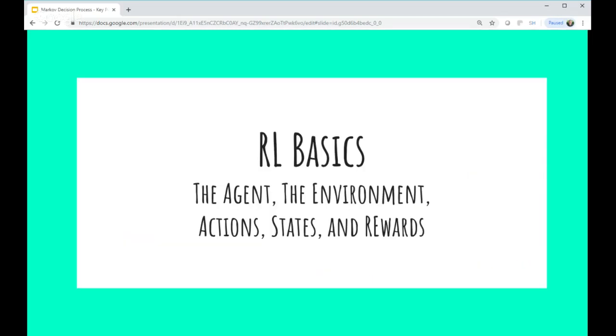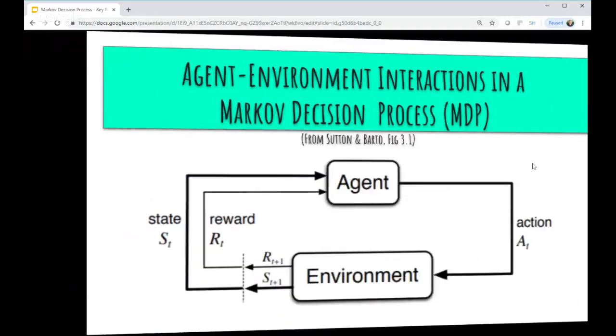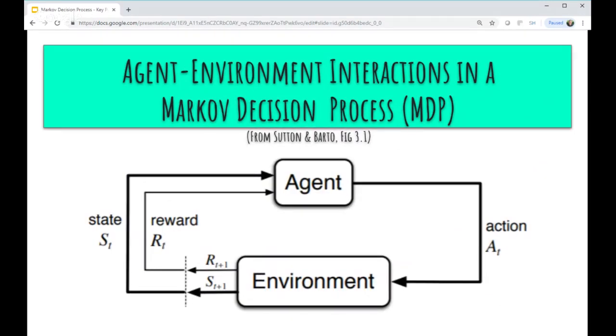So our RL basics, reinforcement learning basics, in essence, this is really MDP basics: the agent, the environment, actions, states, and rewards. Now, if you tuned into the last webinar for this nanodegree that I gave a couple weeks ago, I introduced this figure from our textbook, Sutton and Barto. It's probably the most important figure in the book. I think I mentioned that at the time, and just to reinforce that today, the MDP really consists of these two main components: the agent and the environment.